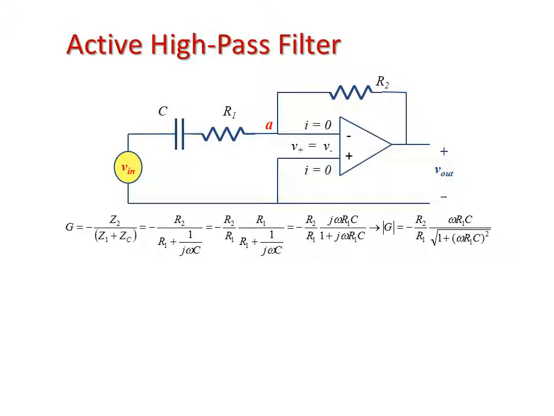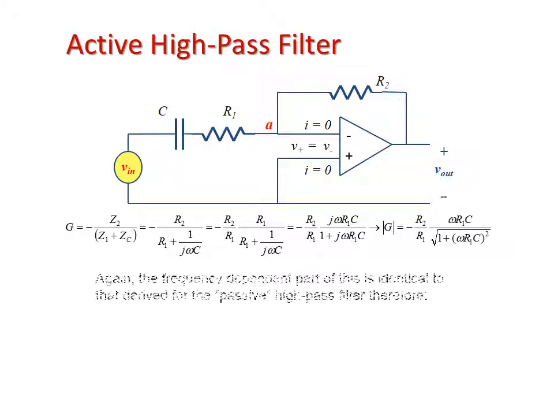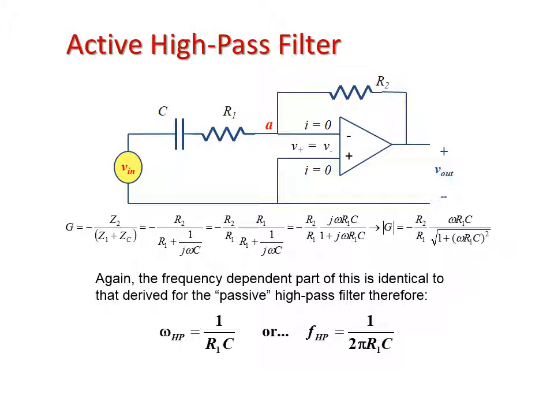And if you look at the very end, your absolute value is going to be negative R2 over R1. Again, negative because it's an inverting amplifier configuration. And then we have essentially our smoothing signal over there with our omega R1C over the square root of 1 plus (omega R1C) squared. And so again, the frequency dependent part of this is identical to the one derived for the passive high pass filter. And therefore, we can use omega high pass equals 1 over R1C. Or the equivalent equation, because omega can be 2 pi f, we can just substitute that in algebraically, where the frequency of the high pass equals 1 over 2 pi R1C.